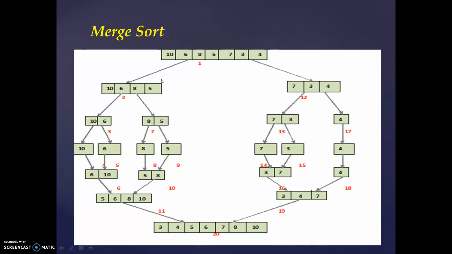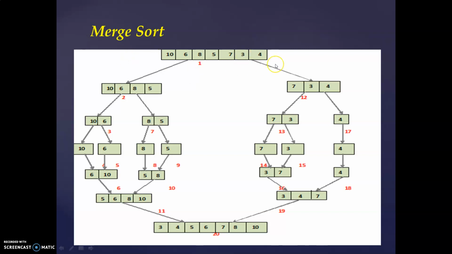The same case applies here. Suppose I am taking some numbers: 10, 6, 8, 5, 7, 3, 4. How many numbers are there? In total there are 7 numbers. So the numbers can be divided into 4 and 3, or 3 and 4. But if we divide the numbers into 4 and 3, then the time complexity of the whole program decreases, because it breaks down the whole structure and so it becomes easier. This is the utility of the 4-3 dividing rule.